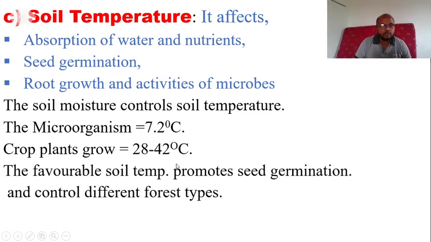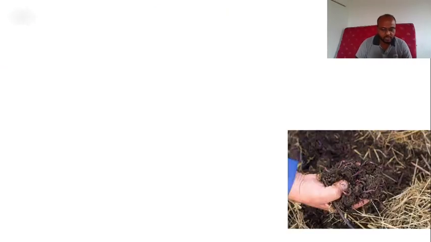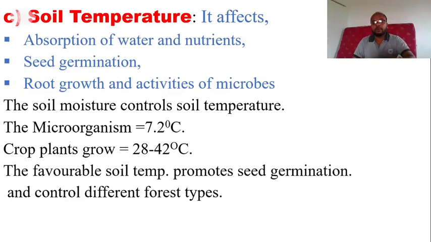That means a favorable soil temperature promotes seed germination as well as healthy establishment of the seedling, and soil temperature also helps in controlling different forest types. So this is called soil temperature.